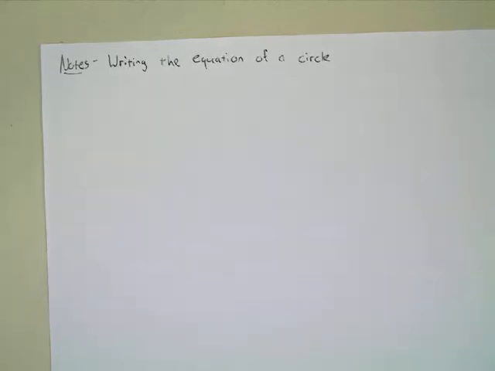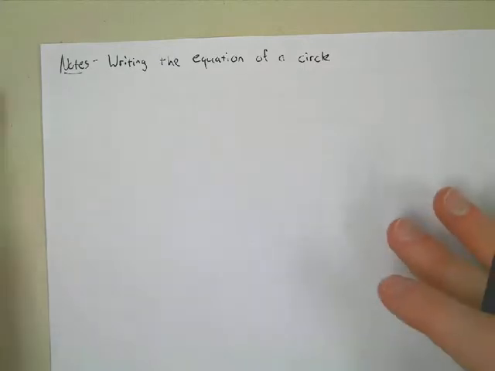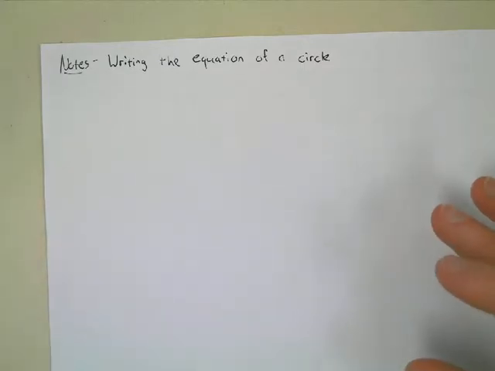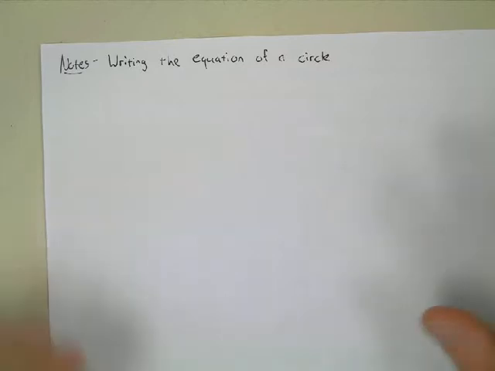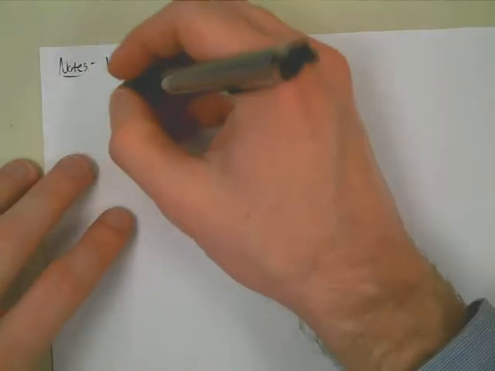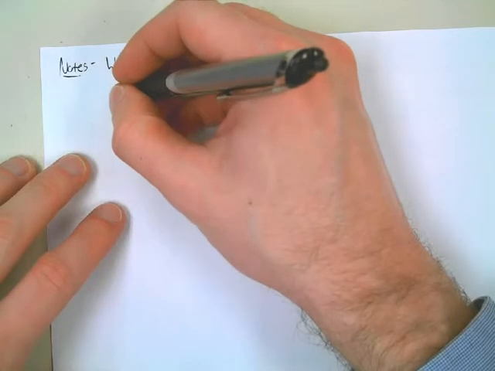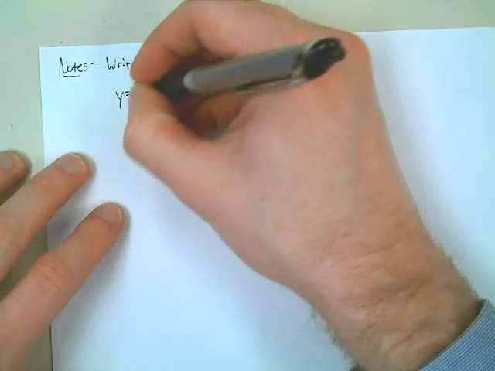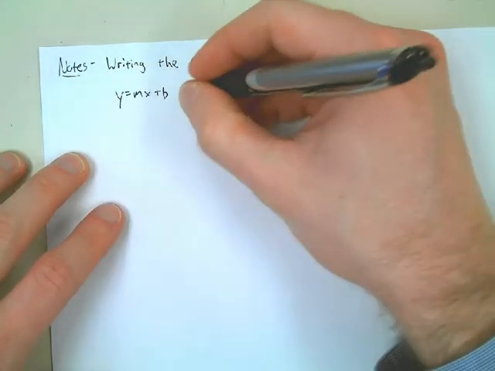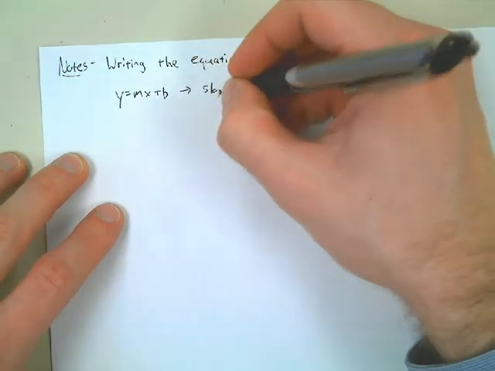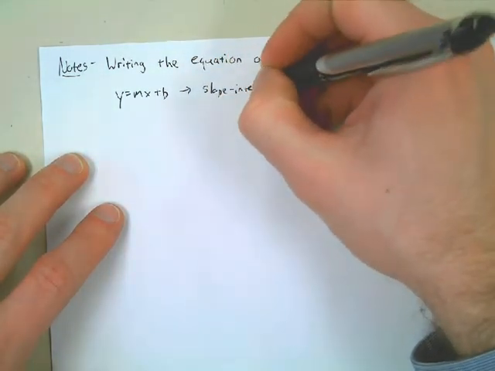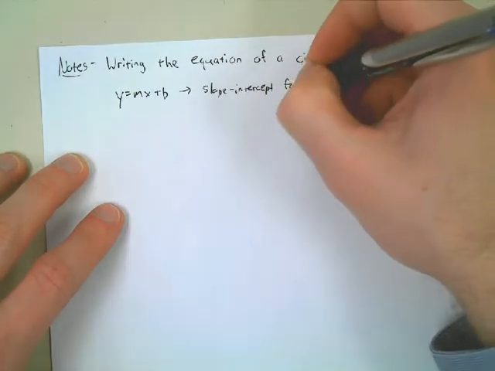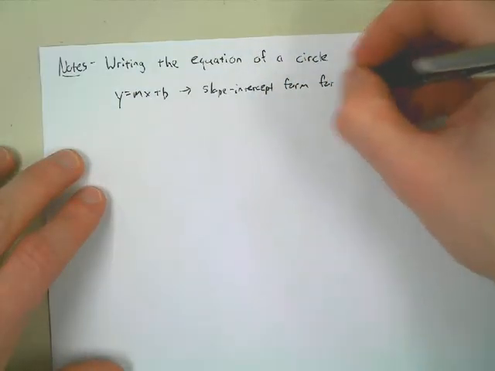All right. So you may have written the equation of other kinds of things in the past. For example, one of the common ways we see the equation of a line is y equals mx plus b, right? That's the slope-intercept form for a line.